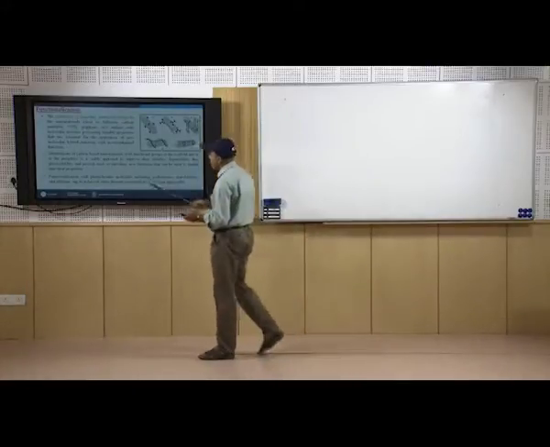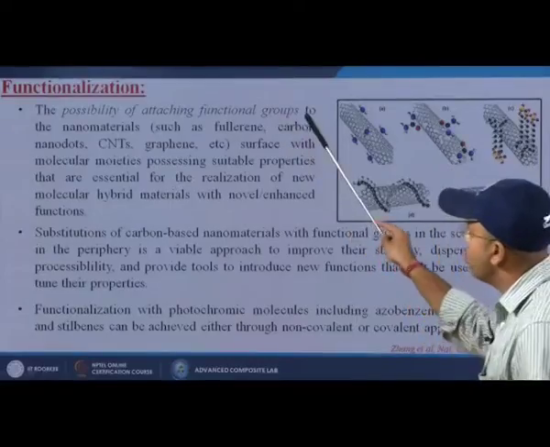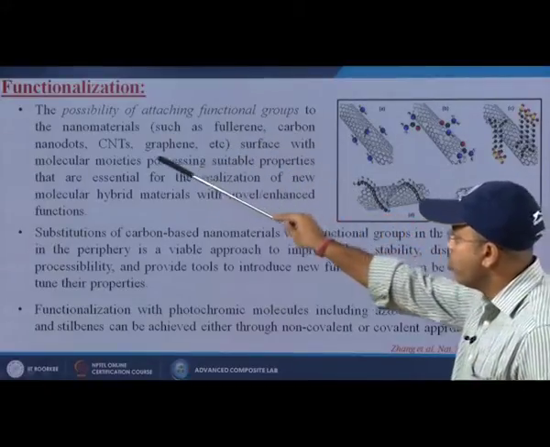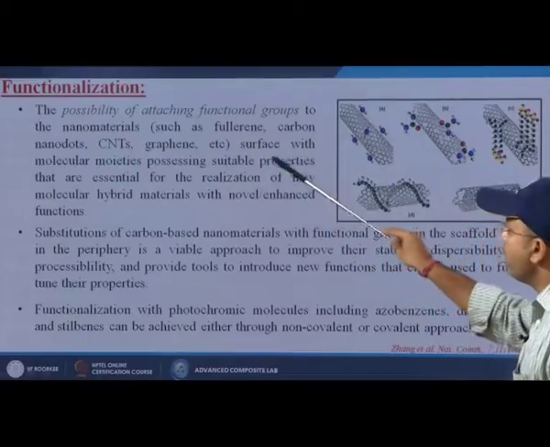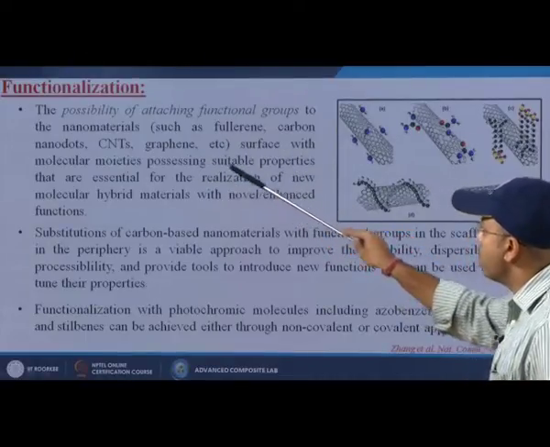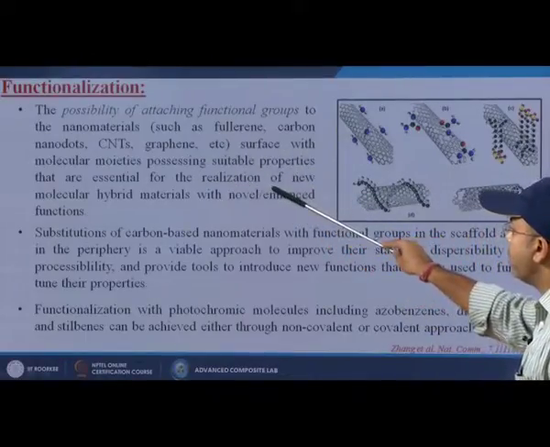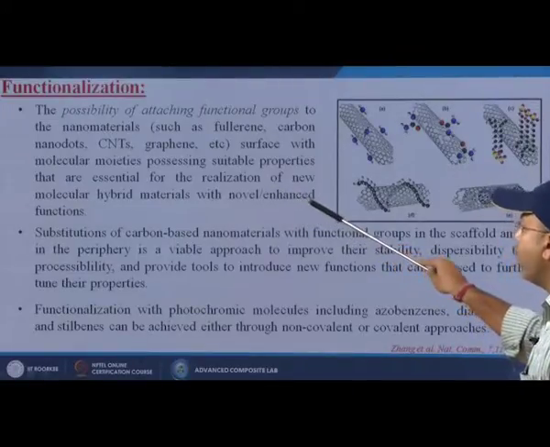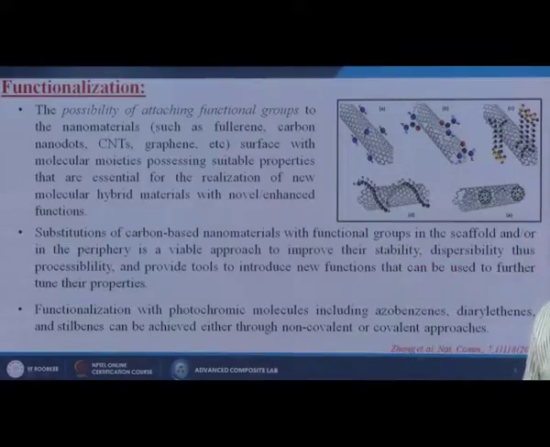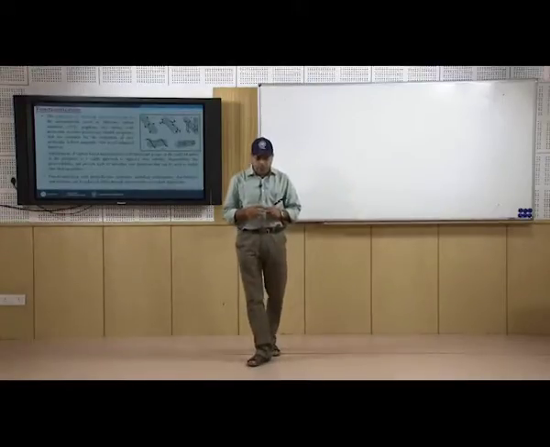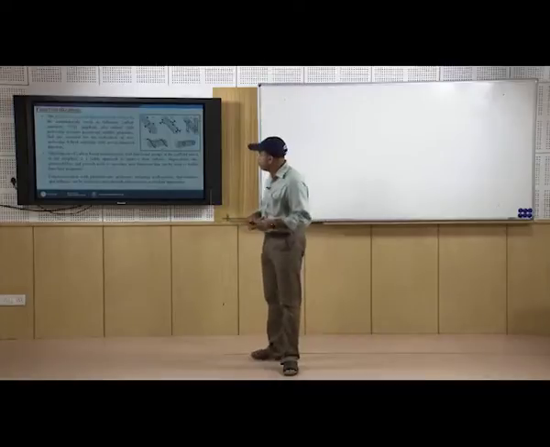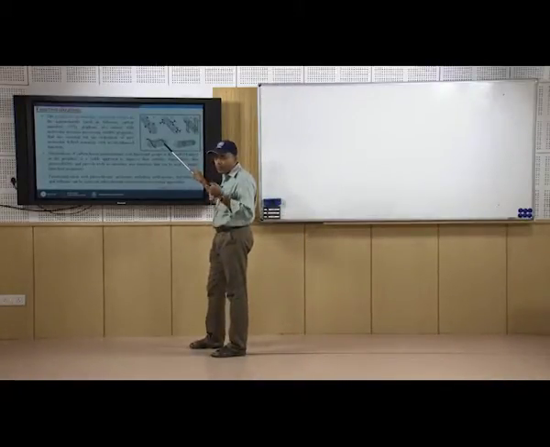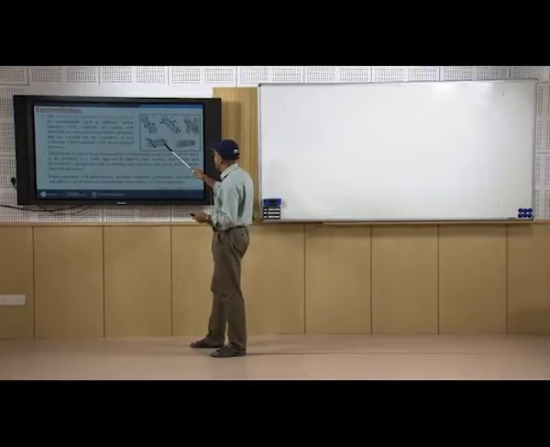So, the possibility of attaching functional groups to nanomaterials such as fullerene, carbon nanodots, carbon nanotubes and graphene surface with molecular moieties possessing suitable properties is essential for the realization of new molecular hybrid materials with novel or enhanced functions. What I am saying is that just by attaching some kind of functional groups on the sidewalls of our nanoparticles, or nanofillers, we can enhance some properties.